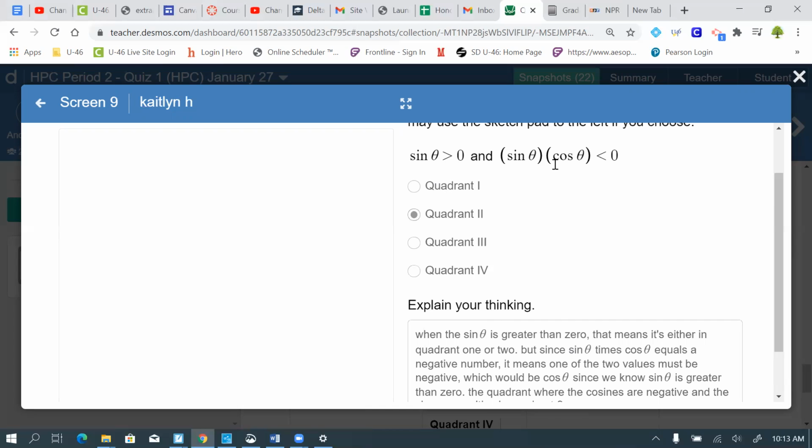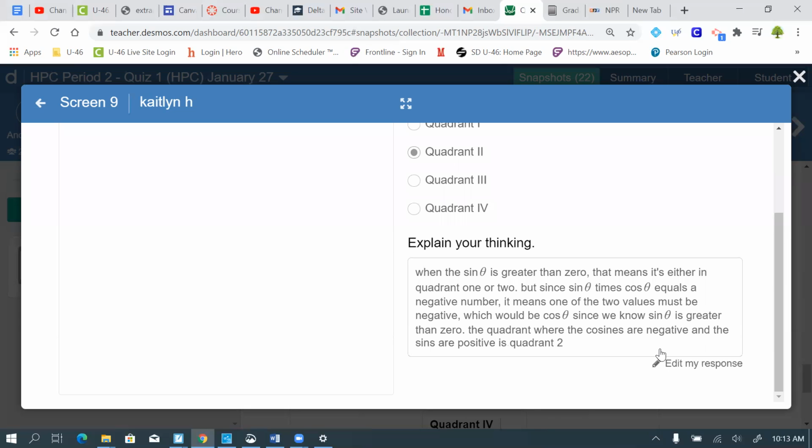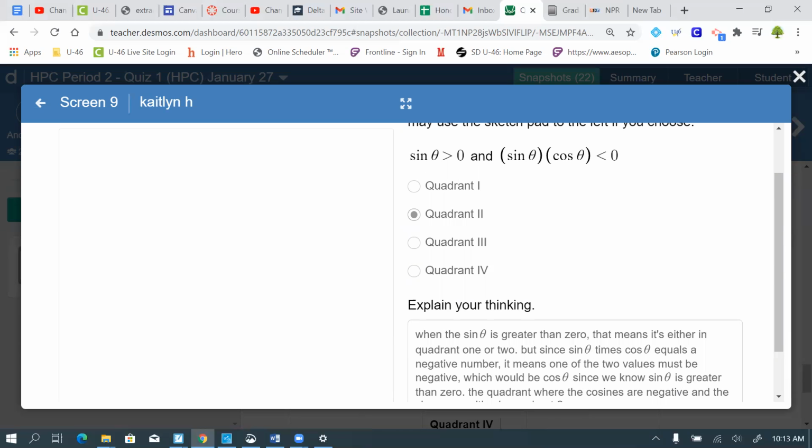And sine times cosine is negative, which means one of the two is a negative. That's great. One of these two is a negative and one is a positive. That's the only way you can multiply two things and get a negative, which would be cosine. So in other words, cosine would have to be negative since we know sine is positive. So you've got a cosine that's negative and a sine that's positive. That means you're in quadrant 2. Very good.